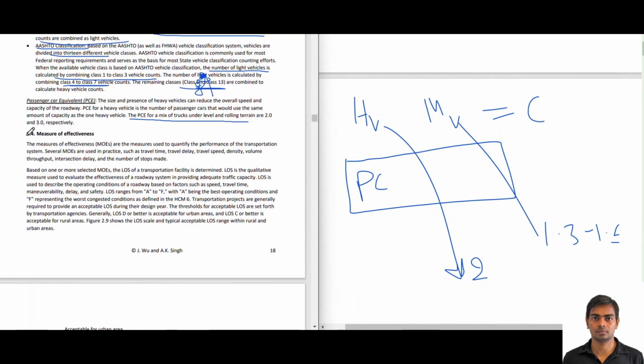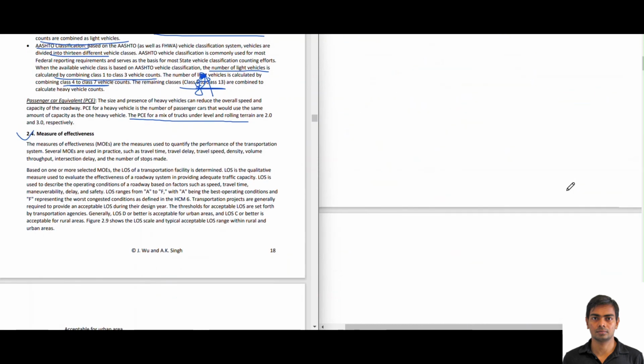The next one that is very important is the measure of effectiveness. Measure of effectiveness is how we define whether the roadway is working in a good condition or not. It is usually called MOEs in short, so we will hear this word several times in traffic operations, MOEs or measure of effectiveness.